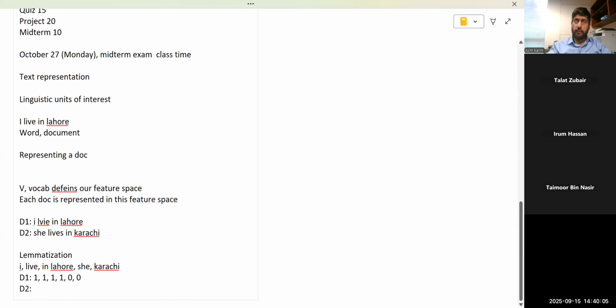So what about D2? What will D2 have? What is the count of I? 0. Live has a count of 1, in has a count of 1, Lahore has a count of 0, she has 1, Karachi has 1. Okay. So now you have a representation for each of these two documents. Of course, in this case, it's based on raw counts, and of course, here with small documents it looks like a binary representation, zeros and ones are visible. Okay.